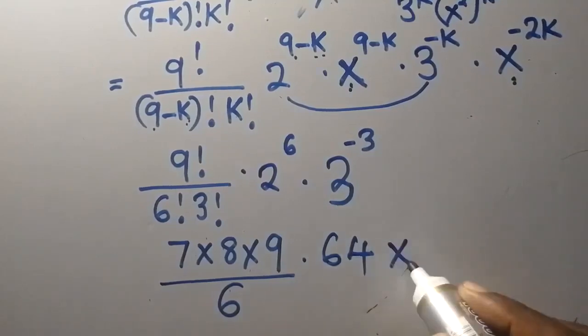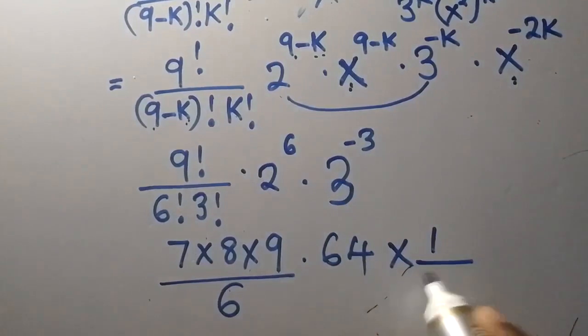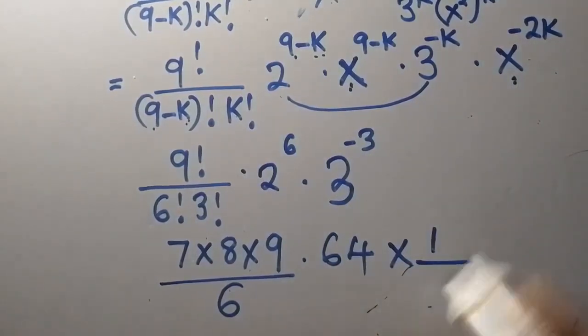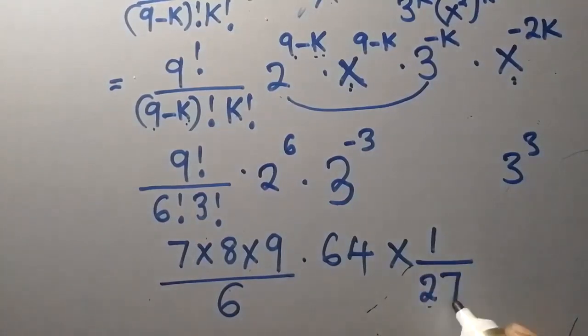Then times, this one there is a negative, so it's just the same as 1 over 3 to the power 3. 3 to the power 3 is what? 3 to the power 3 is 27. This is what we are going to remain with.